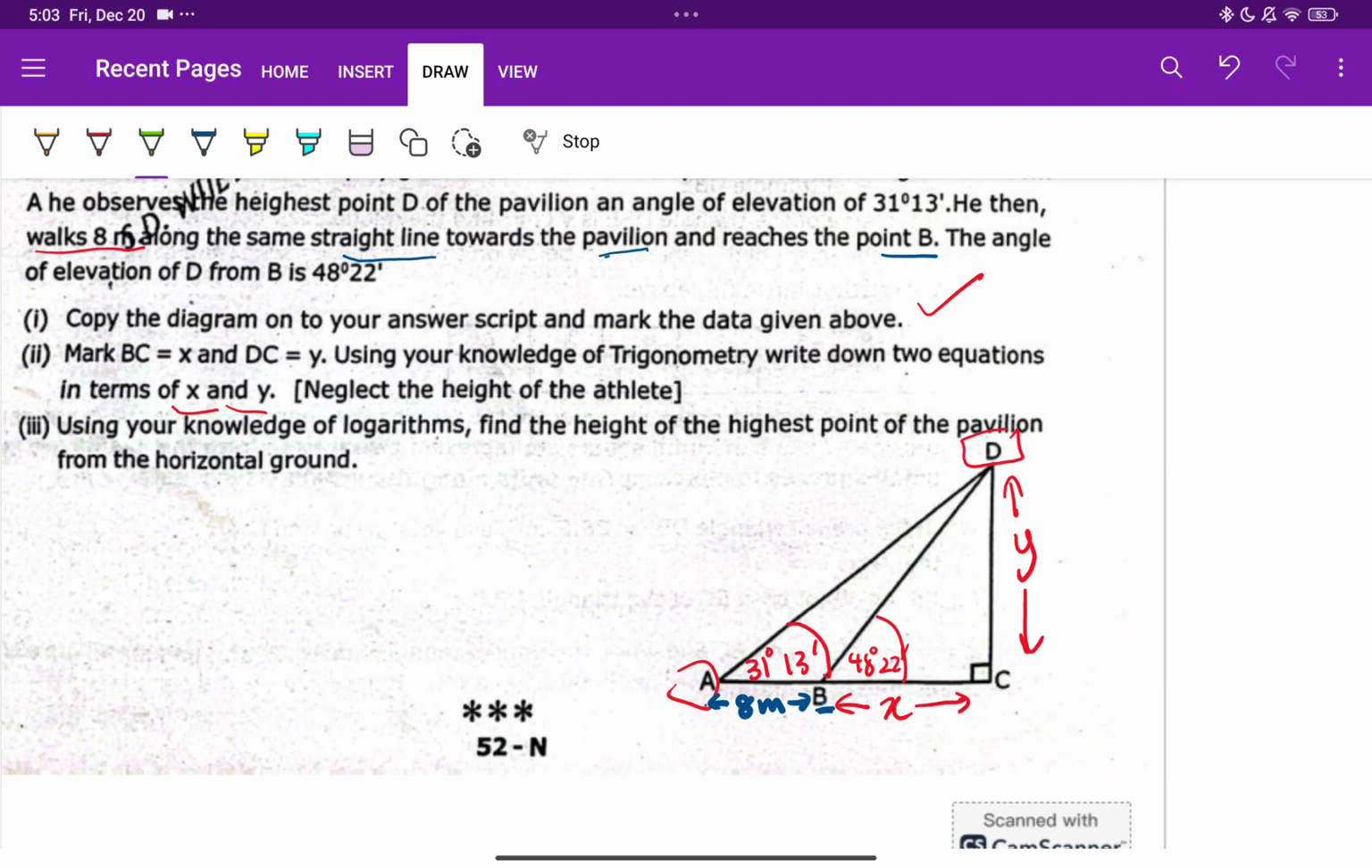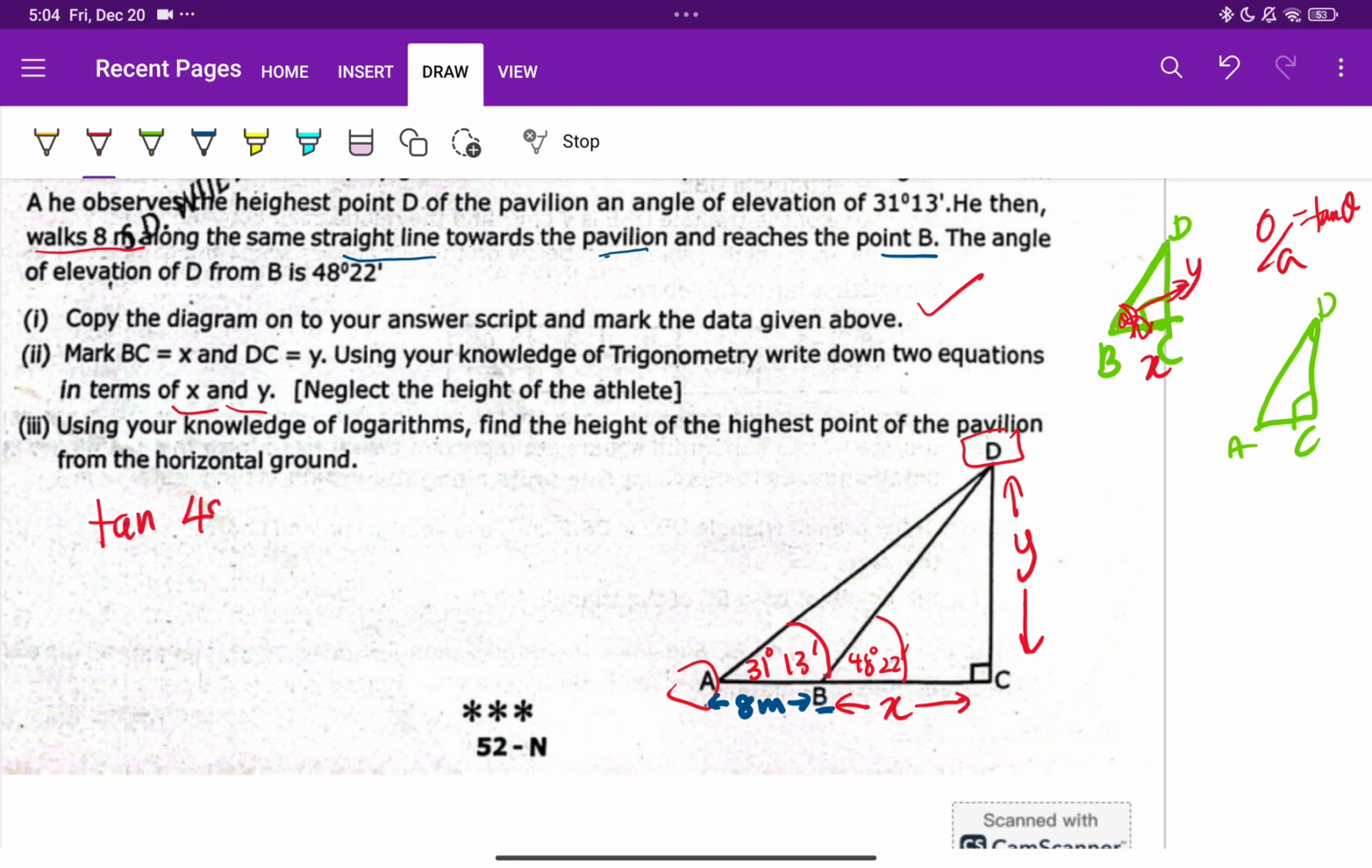If we consider this diagram, there are two right angle triangles, DBC and DAC. DAC is the larger triangle, right? If I consider DBC first, this is Y and this is X, we have a known angle here. So this is the opposite side of that angle and this is the adjacent. Opposite and adjacent are related by the ratio tan. Then I'm going to use tan theta, which is opposite over adjacent. Tan 48 degrees 22 minutes: the opposite is Y and the adjacent is X.